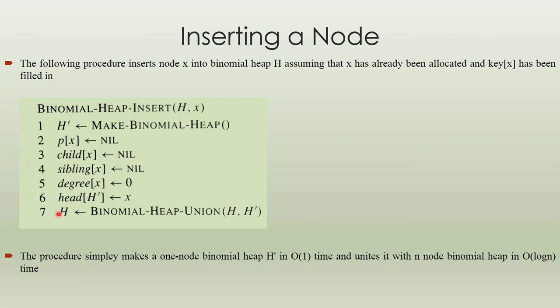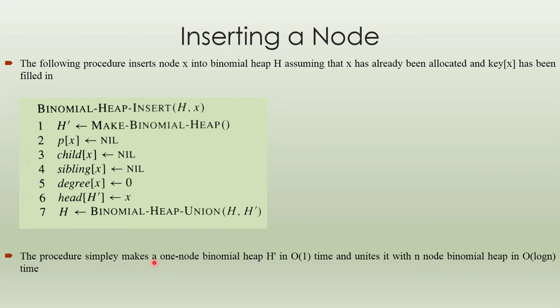Here in line number 7 you just apply binomial heap union of H and H'. So once again, I already have a node x which contains a key value. Now I have only one node. That node is converted to a binomial heap by these statements. The name of that binomial heap, or the reference to that binomial heap, is H', and we have an already existing binomial heap H. So with the help of the procedure binomial heap union, where we are passing H and H', we are inserting x into the binomial heap H.